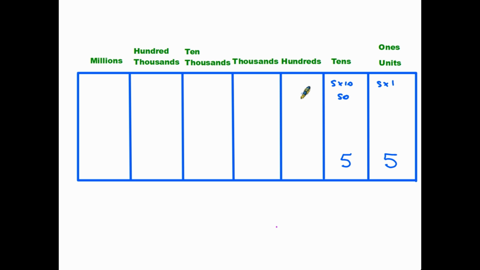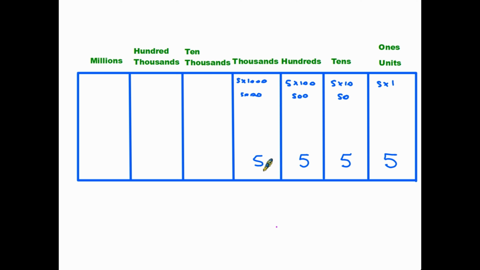Same for the hundreds. Each digit in this column is valued as hundreds. So a 5 in this column would be 5 times 100. So the value is 500. So if we put a 5 there, we have the number 555. And so it goes on. We then have the thousands. So this is 5 times 1,000 is 5,000.